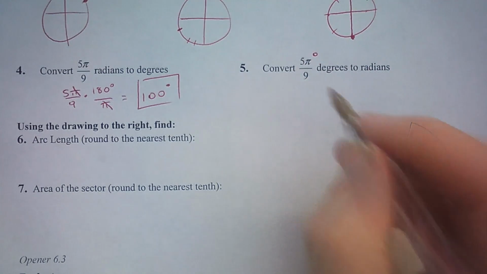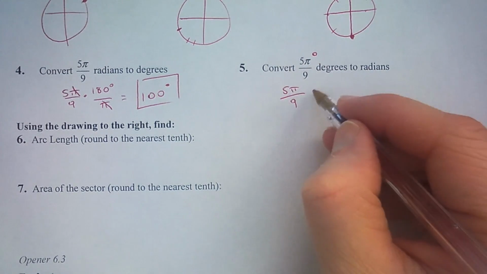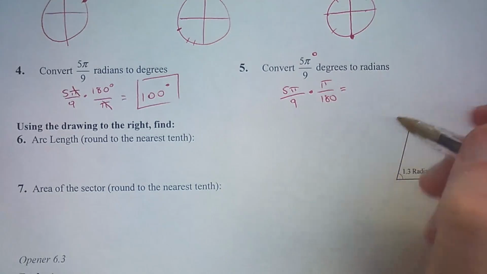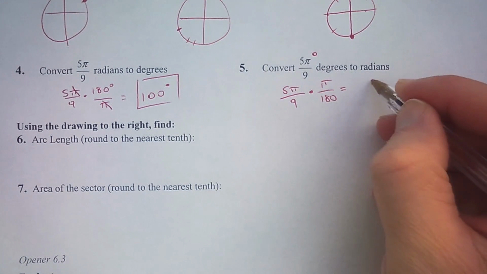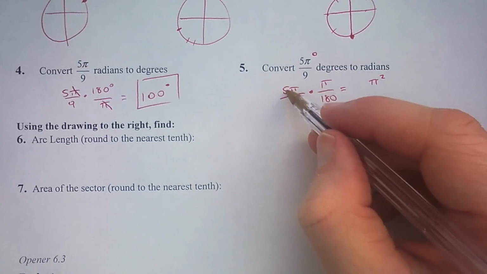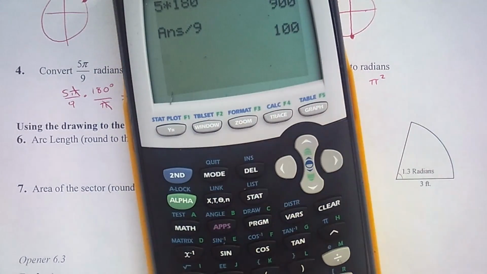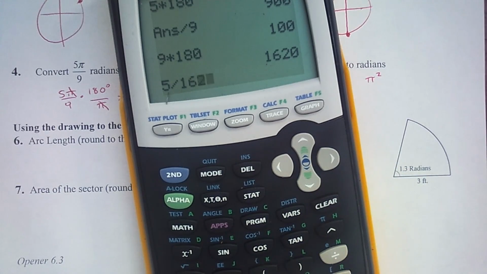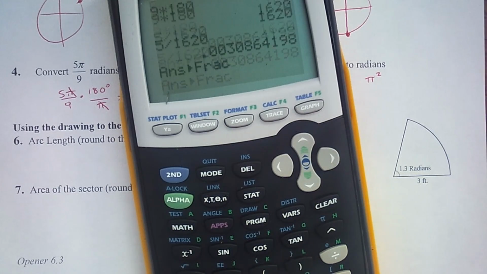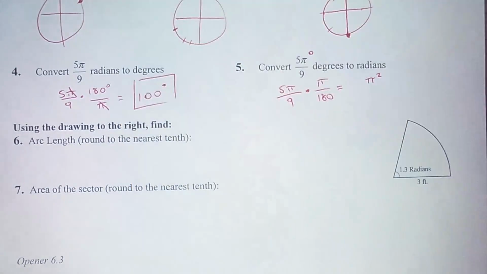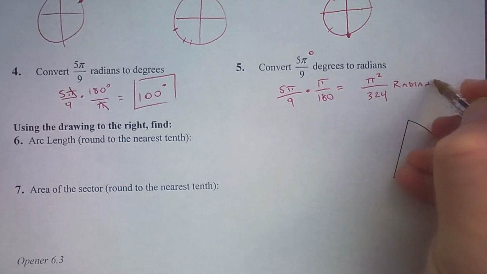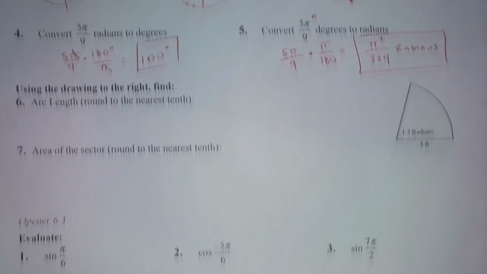Okay, now the other way, converting from degrees to radians. So this is 5 pi over 9 degrees. When we are converting to radians, we put pi on top over 180. Okay, so this time the pi's will not cancel, so the numerator will have pi squared, and we'll do 5 over 9 times 180. So let's see, 9 times 180 is 1620, so it's 5 over 1620, and as a fraction, that is 1 over 324. So it is 1 pi squared over 324 radians.